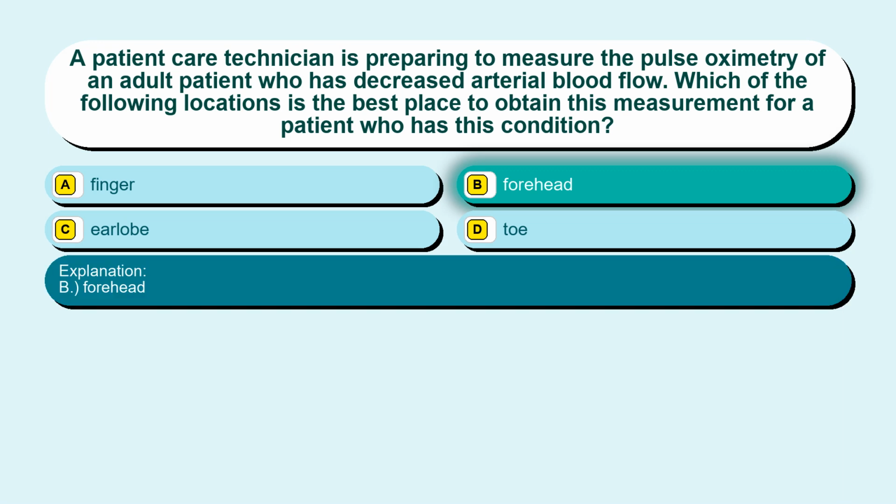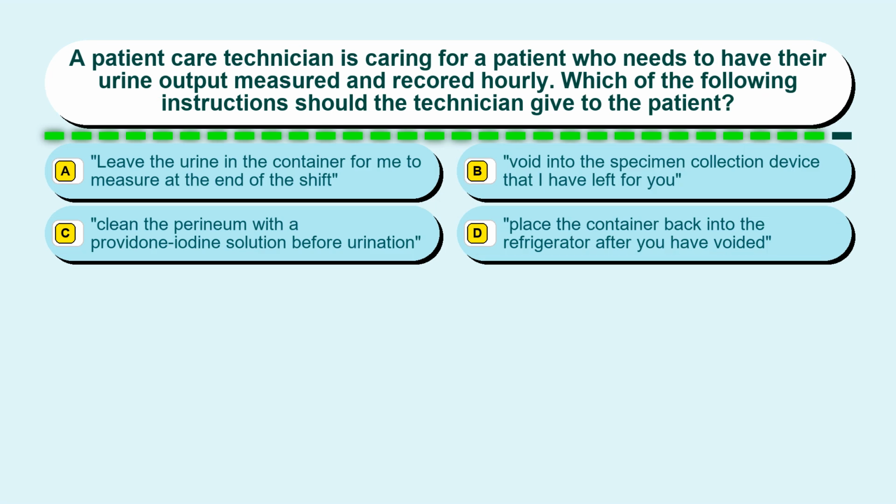Question 2. A patient care technician is caring for a patient who needs to have their urine output measured and recorded hourly. Which of the following instructions should the technician give to the patient? Option A, leave the urine in the container for me to measure at the end of the shift. Option B, void into the specimen collection device that I have left for you. Option C, clean the perineum with a povidone iodine solution before urination. Option D, place the container back into the refrigerator after you have voided.